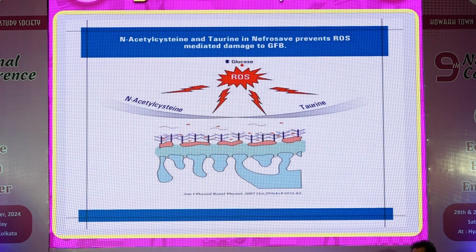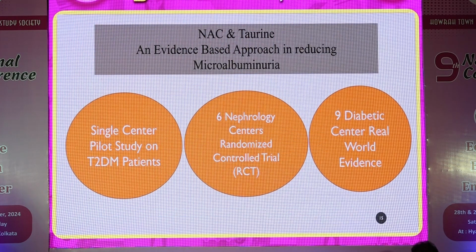Now, this is a picture of a glomerular basement membrane. You can see there are small slits between the red marks. Those are the podocytes, and that is where the protein leakage occurs. So reactive oxygen species and inflammation damage the podocyte, and there is protection by N-Acetyl Cysteine and taurine. So we have 3 studies to discuss in this presentation.